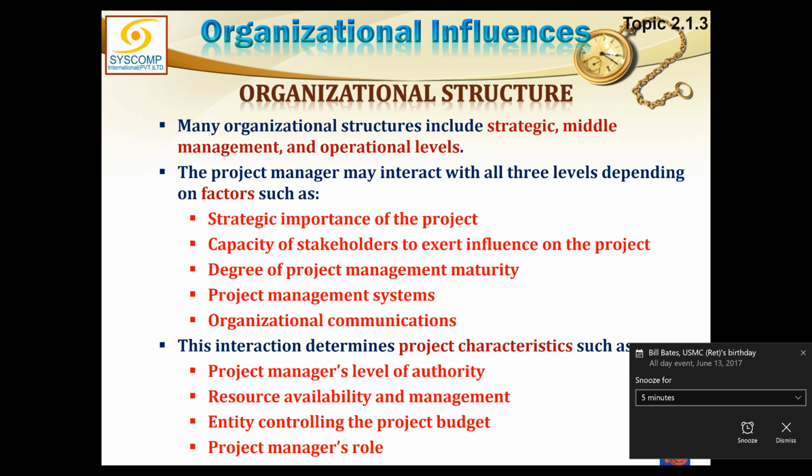The interaction determines project characteristics such as project manager's level of authority. What level of authority you want to give to the project manager. Naturally, in a weak matrix and in a functional organization, you do not have much power. So the organizational structure will be decided based on what kind of power you want to give to the project manager. Resource availability and management, entity controlling the project budget. Who should control the project budget? In a projectized and in a strong matrix, the budget is controlled by the project manager. In a weak matrix and a functional, budget is controlled by the functional manager. So this depends upon what kind of need is there for the project: authority, budget, resource availability, the role of the project manager, and the composition of the team.